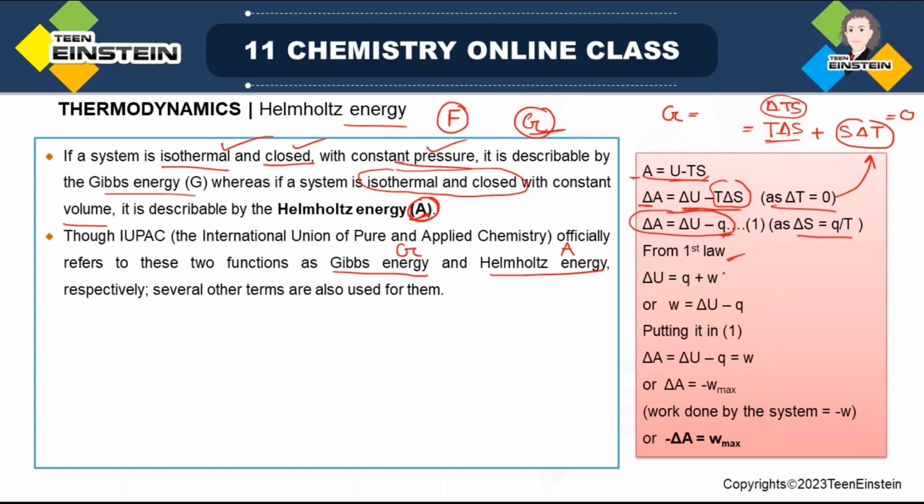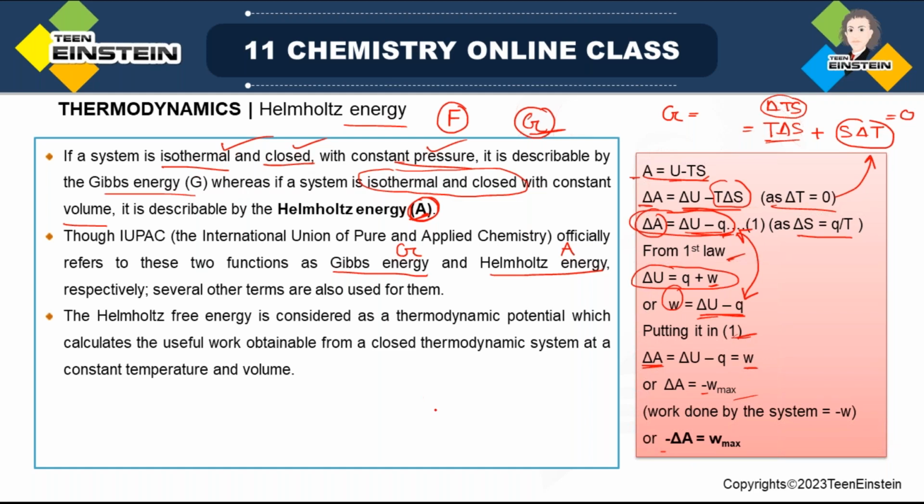Keep it aside. Now from the first law of thermodynamics, we know this relationship, right? W equals del U minus Q. Now if we compare these two equations, the same terms are present on the right hand side, that means del A will be equal to W. So putting it in equation 1, we get del A equal to W. And this is actually the maximum work done. As it is work done by the system that we are considering specifically, there will be a minus sign. But the minus sign you can also put on the left hand side. In that case, it will be minus del A equal to W max.